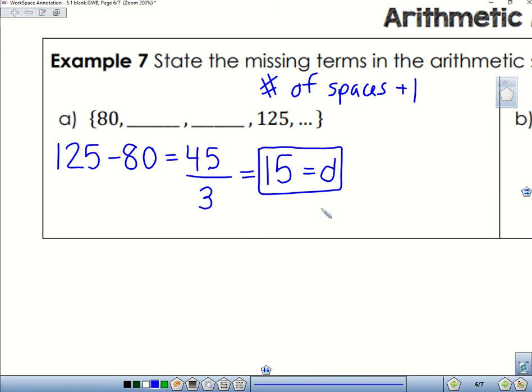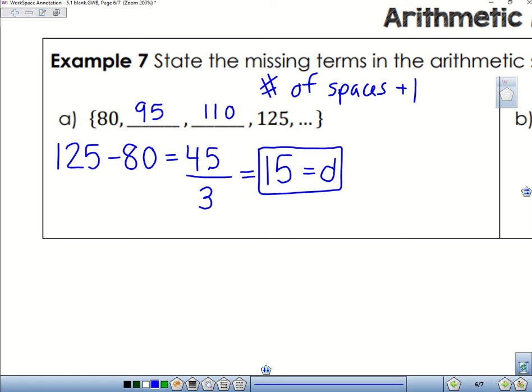Now once you have your common difference, all you have to do is add it to your first term or subtract it. In this case we're going to add it because they're going up. Everybody see why we're adding it this time? Okay, so you take 80 plus 15, that's 95. And then how would I get the next term? Add 15. Good, add 15 one more time. And I get 110. And if you want to check your work, you can add 15 one more time to make sure that it's the number that we have there, which it is. So any questions about finding the arithmetic mean?